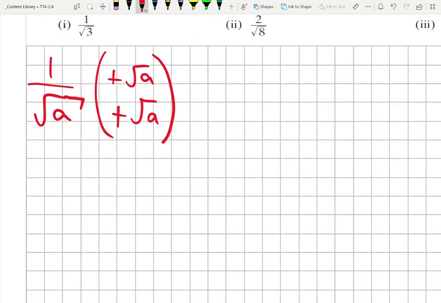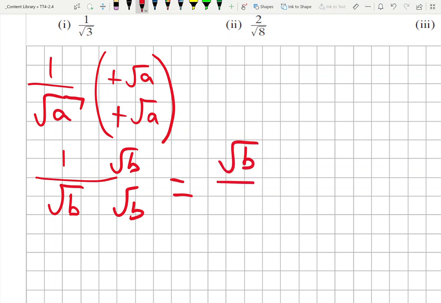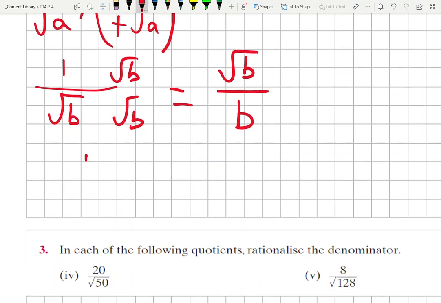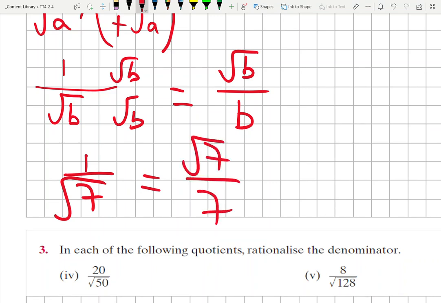Okay, so if you have just a single factor of a surd at the bottom, then you can go like this. And look what happens. Okay, so let's take an example. 1 over root 7 is root 7 over 7. So it's as if you bring up the square root surd and put down the base. 1 over 3, root 3 over 3. Easy, yeah?